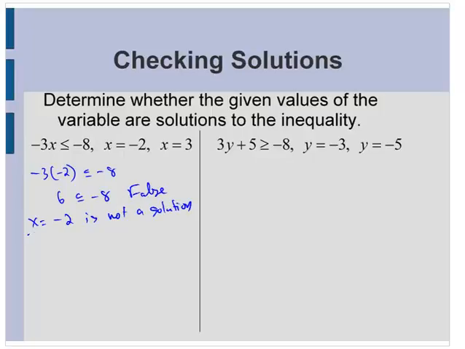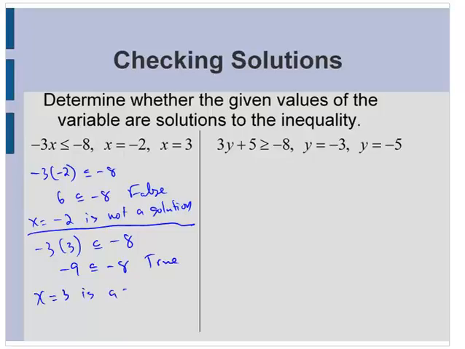Let's check 3. Negative 3 times 3, is that less than or equal to negative 8? Negative 9, is that less than or equal to negative 8? True. X equals 3 is a solution. Why don't you try the other one on your own?